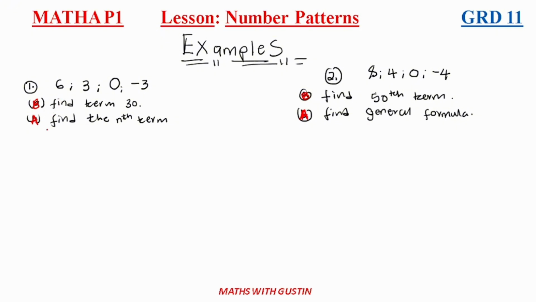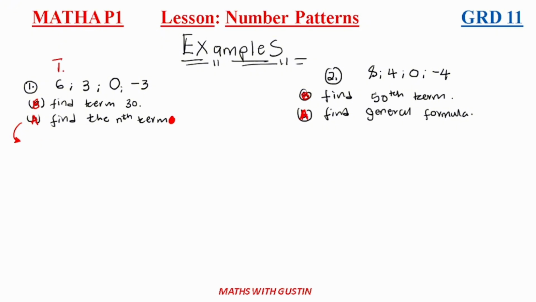I made a mistake here while I was preparing this, guys. We need to start with this question here, which says find the nth term. The nth term simply means you need to find the general formula of this pattern. So let's go ahead and deal with this first question so that we can answer find the term 30.